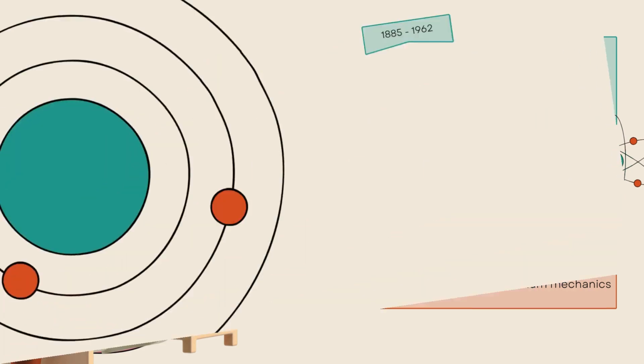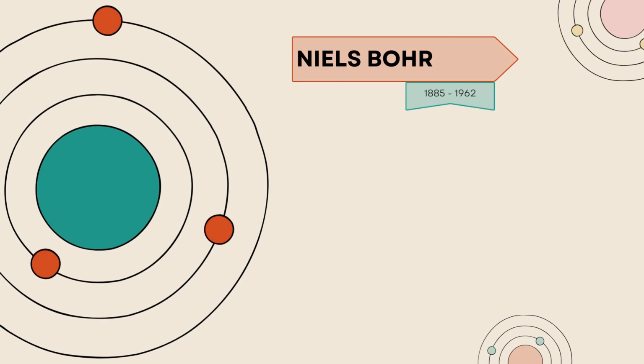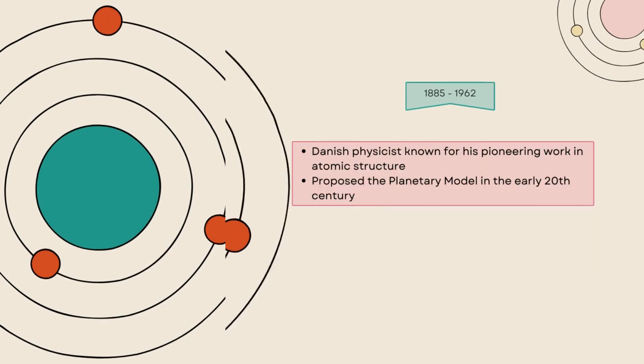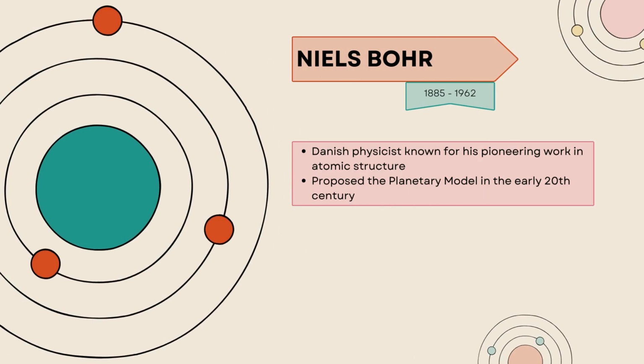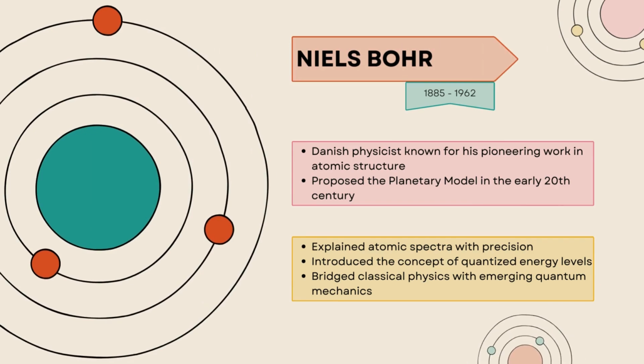Next, a new scientist known as Niels Bohr. He was born in 1885 and died in 1962. He is a Danish physicist known for his pioneering work in atomic structure, and proposed the planetary model in the early 20th century. He explained atomic spectra with precision and introduced the concept of quantized energy levels. He said that electrons are emitted in quantized form, in small packets of energy.